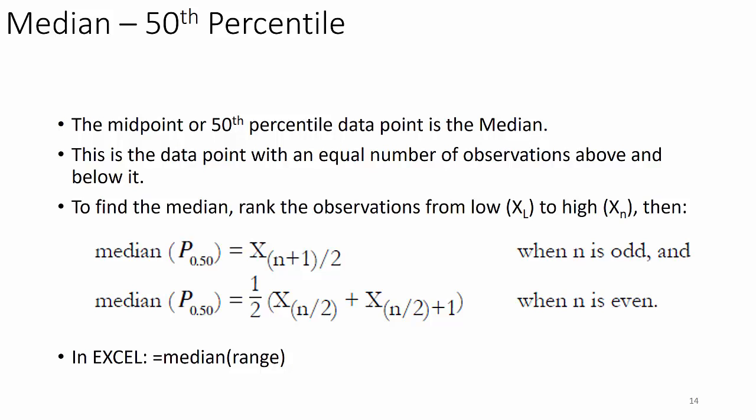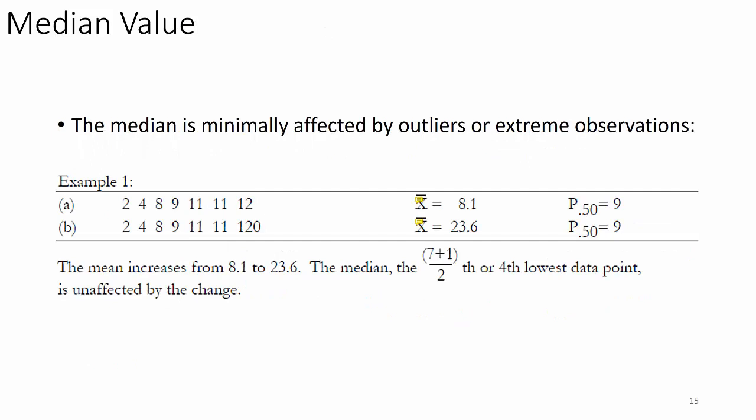When it's even, you take the average of the 50th and 51st, the midpoint. When it's odd, you just take the middle one. And you can find this in Excel with just MEDIAN for a range of data. The median is minimally affected by extreme observations, so it's a valuable measure of the central tendency of the data.